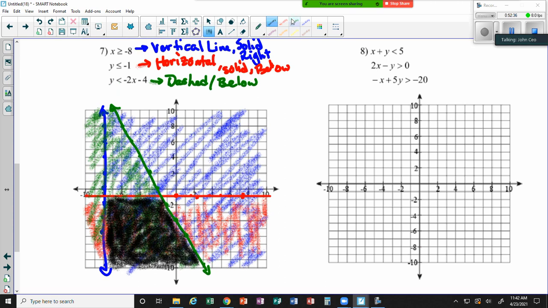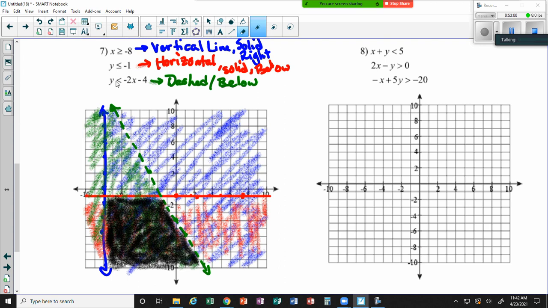Actually, I messed this up. This should have been a dash line. The green one should have been a dash line. It's not equal to. I wrote dash. Alright, so it's a dash line.